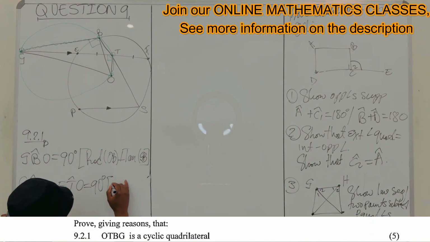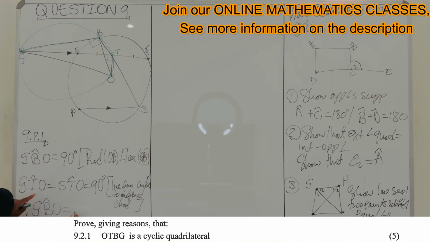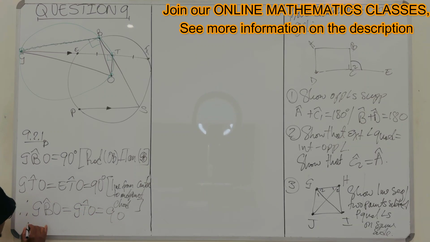So we have a line from center to midpoint of a chord, right? So it should be 90 degrees. So what we've shown is that therefore your angle B is equal to your angle T, and they are both equal to 90 degrees. Therefore, OTBG is a cyclic quadrilateral.